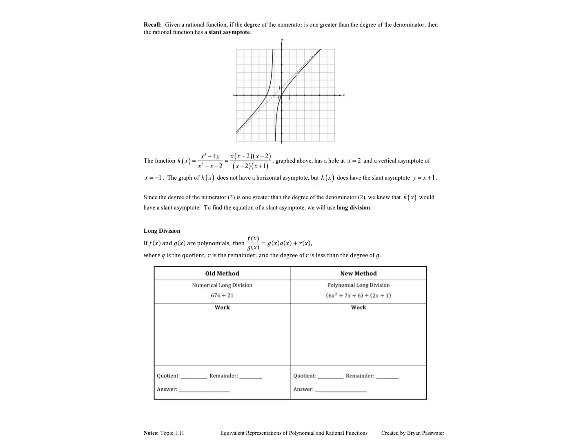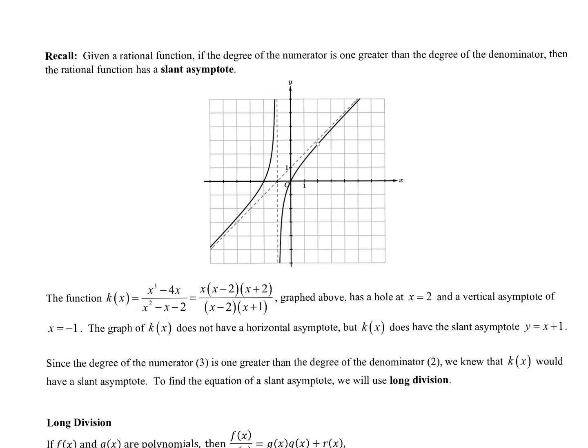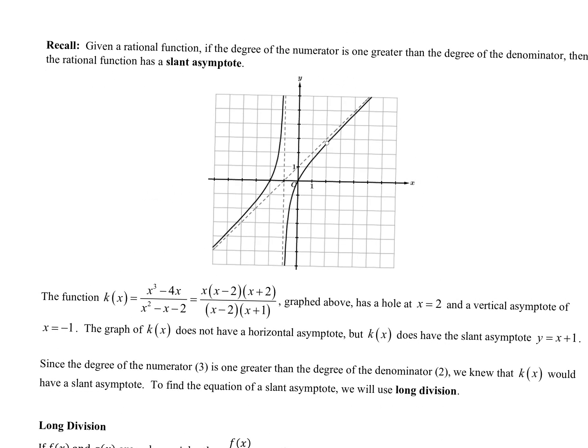Here we go. All right, I need another good reader for slant asymptotes. Tim, you were the last reader, right? Pick somebody. David.